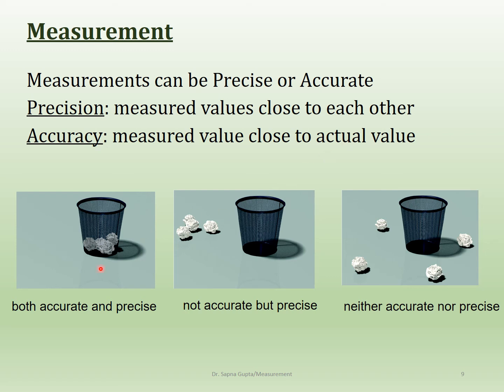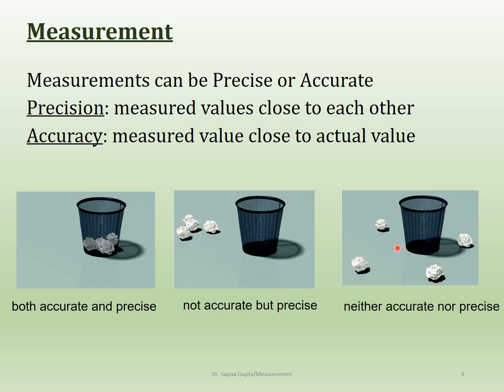So for example, if you're trying to measure something, if you're trying to throw something in this basket, if it goes into the basket every single time, then your aim is both accurate and it is precise. Okay. Now, if you're trying to throw in the basket, but every time you aim, it goes outside the basket, it is not accurate because it's not going in the basket. But it is precise because it keeps doing the same measurement over and over again, or you keep aiming at the same place again and again.